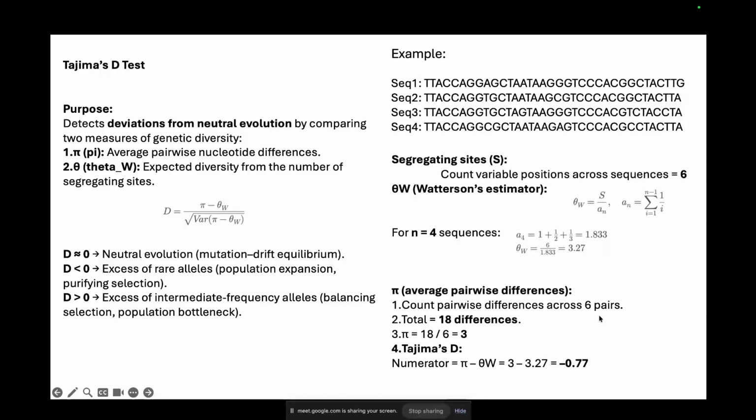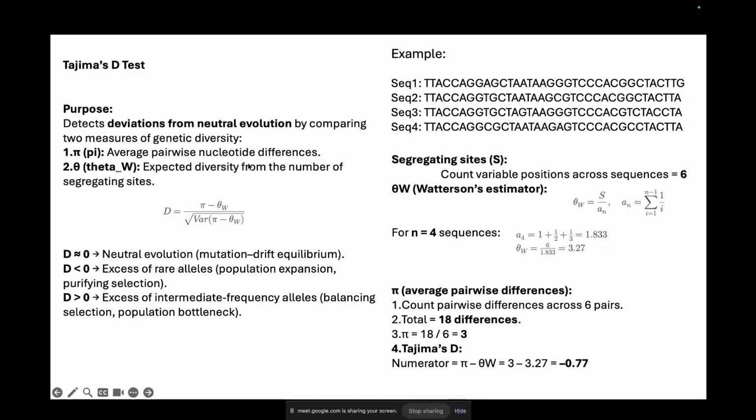Pairwise difference across six pairs is 18. You can check between pairwise: 1 versus 2, 2 versus 3, 3 versus 4, like this. How many differences do you have? If you calculate it, it will come as 18. So pi would be 18 by 6, because there are 18 differences and 6 pairs. So pi is given as the average pairwise, 18 differences across six pairs. You find the average, 18 by 6, equal to 3.